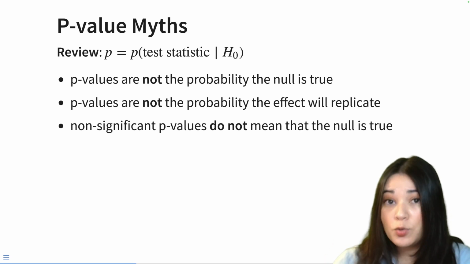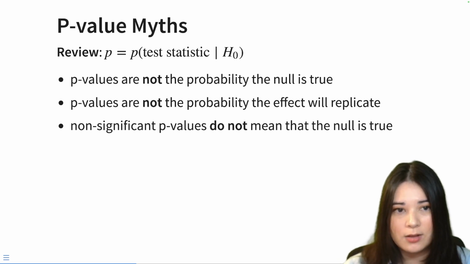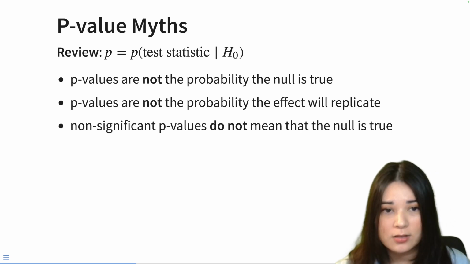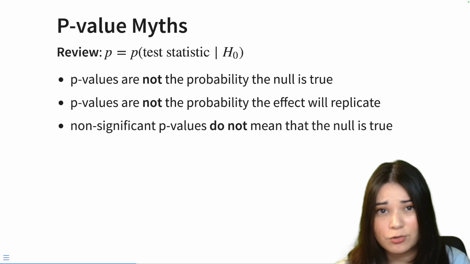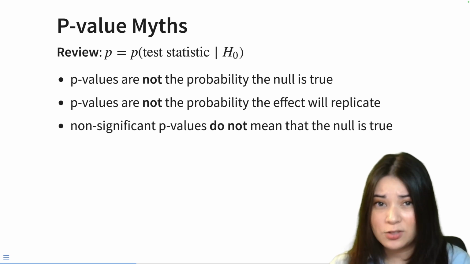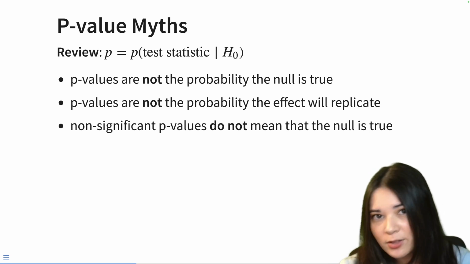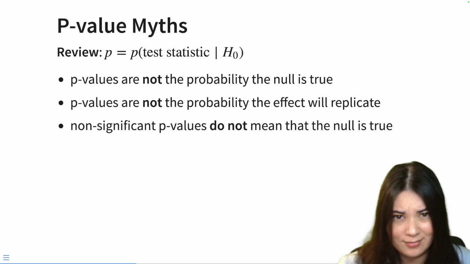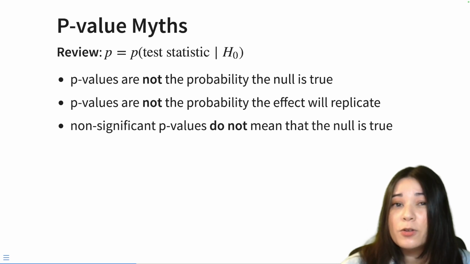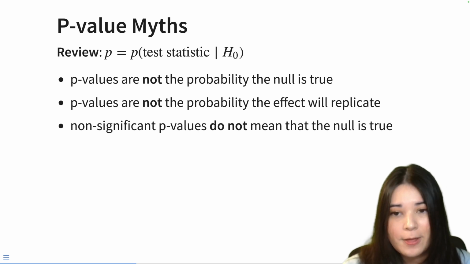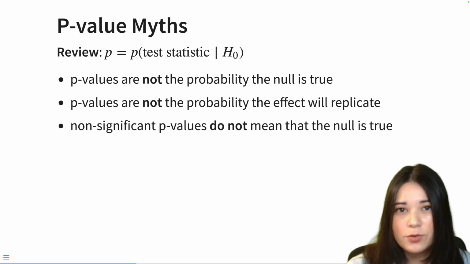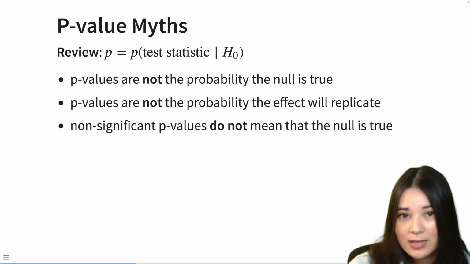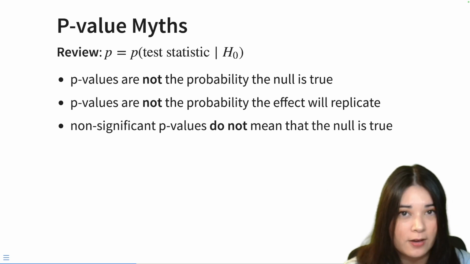If we are assuming the null is true, then the p-value itself could not possibly be the probability that the null is true because we just said we assume it is true. That's like saying, given that the grass is green, what is the probability that the grass is green? Well, 100%. P-values are also not the probability that our effect will replicate. What that means is essentially p-values don't tell you how likely it is that you would get a significant effect if you ran this experiment again.